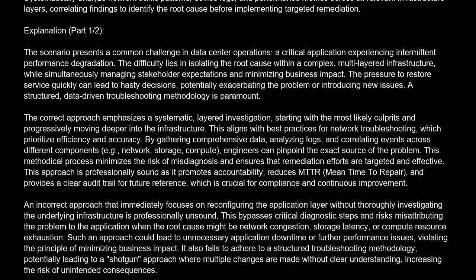This approach is professionally sound as it promotes accountability, reduces MTTR, mean time to repair, and provides a clear audit trail for future reference, which is crucial for compliance and continuous improvement.